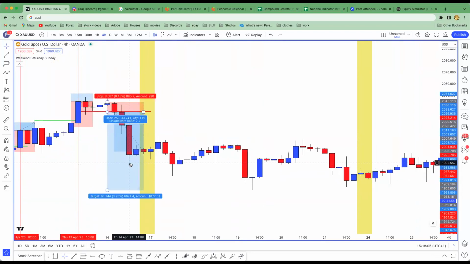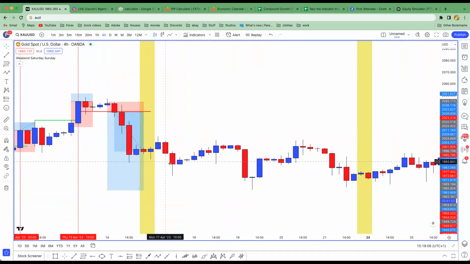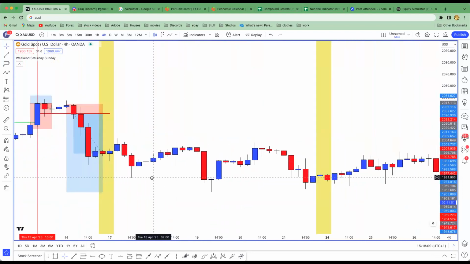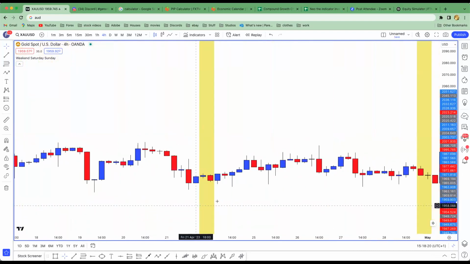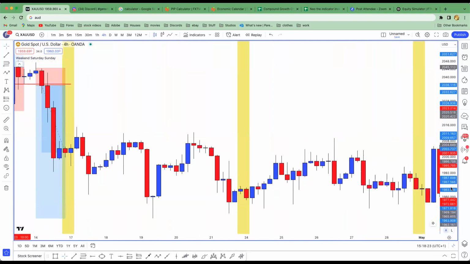On the 4-hour, did this break structure? Okay, yeah, this broke bearish structure, so it's still bearish. Then did we get a bullish break of structure? Nope. Still bearish, and now we went bullish. Nope, it's still bearish. Boom, boom, boom. All right, let me just make this better for me.